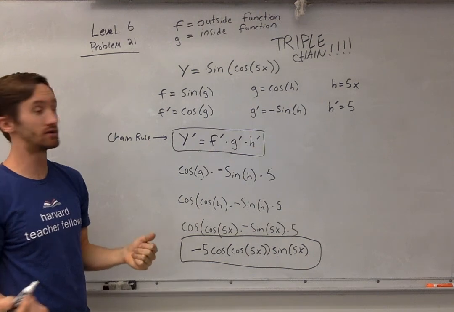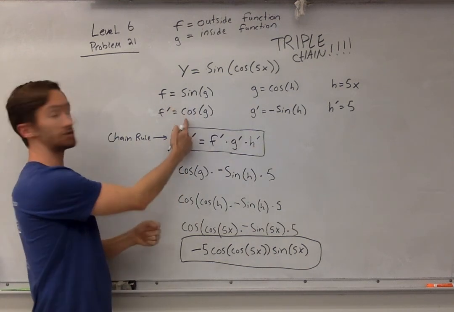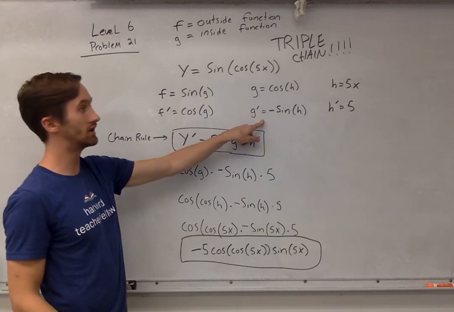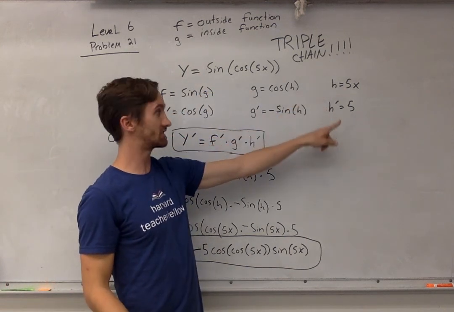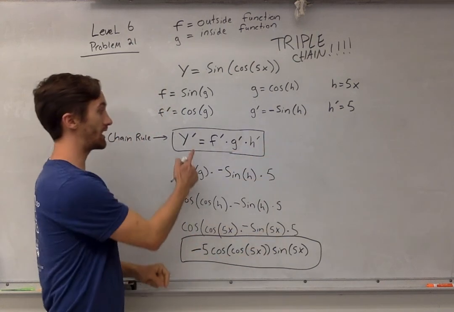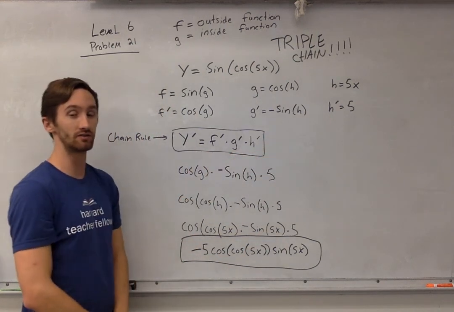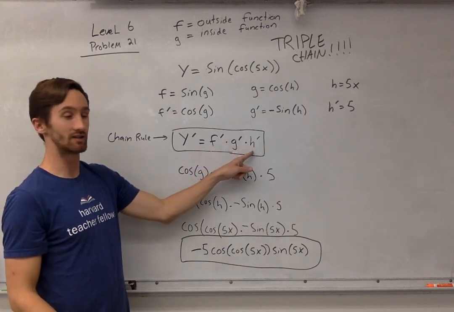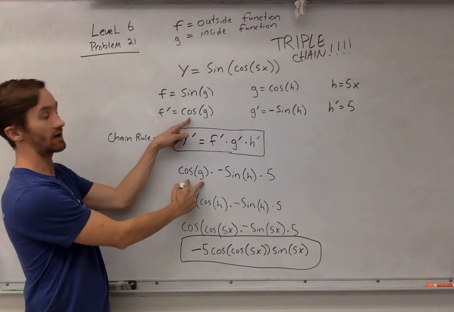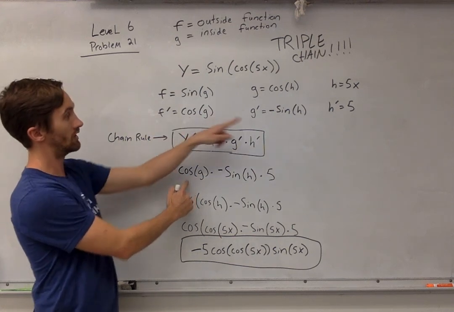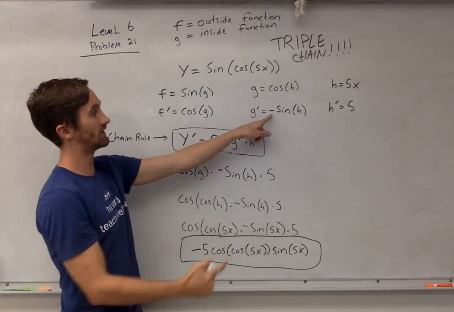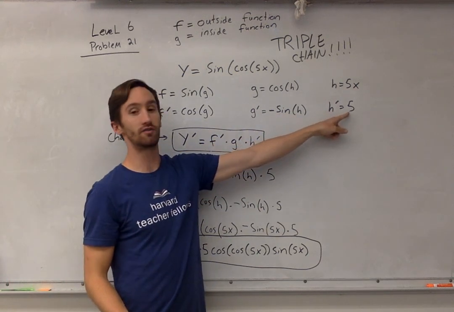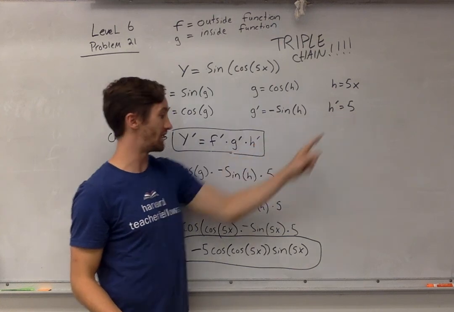And then I just take the derivative of each one. The derivative of sine is cosine. The derivative of cosine is negative sine. The derivative of 5x is 5. And then I multiply those three derivatives together. The derivative of the outside times the middle times the inside. The derivative of the outside, cosine g. The derivative of the middle, negative sine h. Derivative of the very inside is 5.